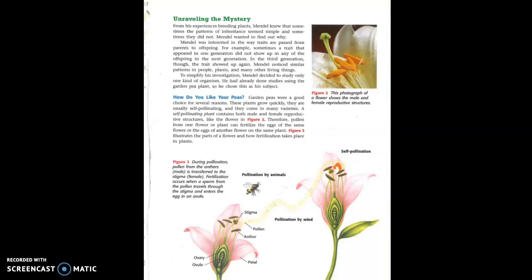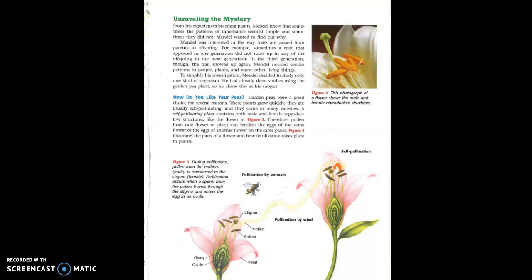To simplify his investigation, Mendel decided to study only one kind of organism. He had already done studies using the garden pea plant, so he chose this as his subject. How do you like your peas? Garden peas were a good choice for several reasons. These plants grow quickly, they are usually self-pollinating, and they come in many varieties.